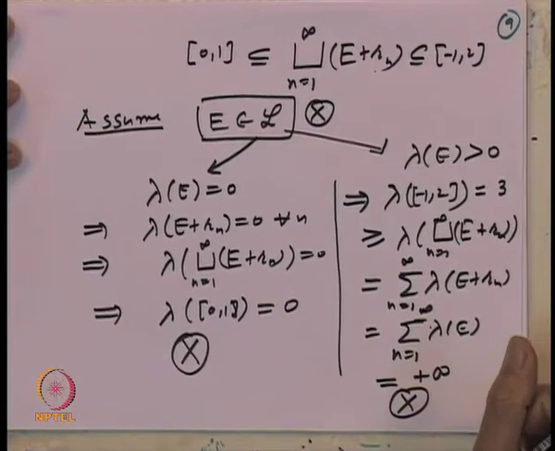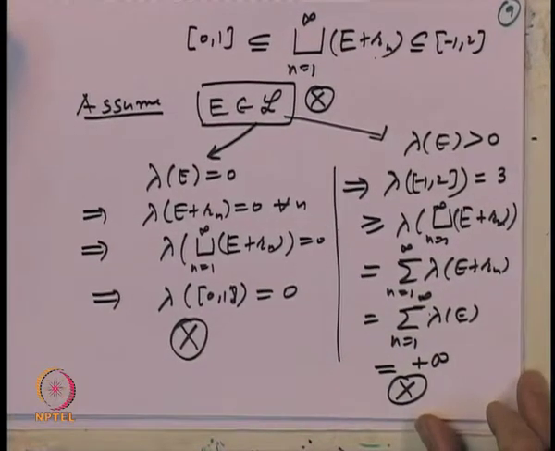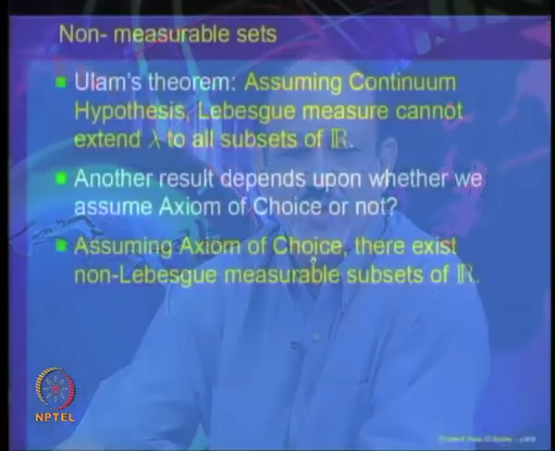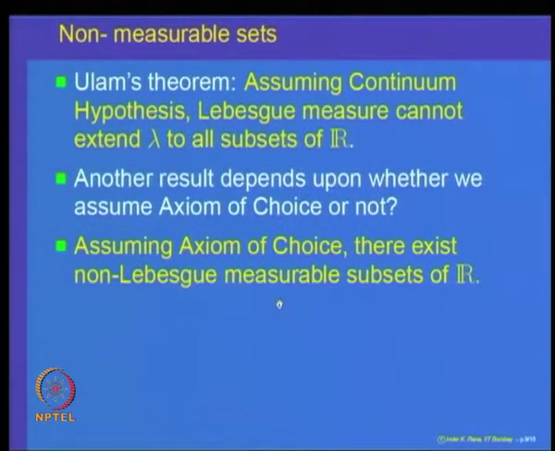So this is a set which is in 0 1 and which is not measurable. What we have shown is the following: if we assume the axiom of choice, then there exist non-Lebesgue measurable sets in the real line. Without the axiom of choice or without the continuum hypothesis, it is not known that you can construct subsets of the real line which are not Lebesgue measurable.